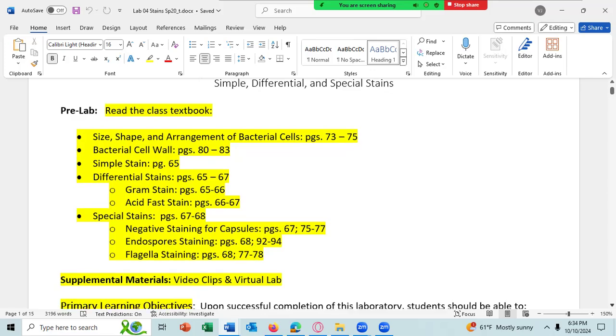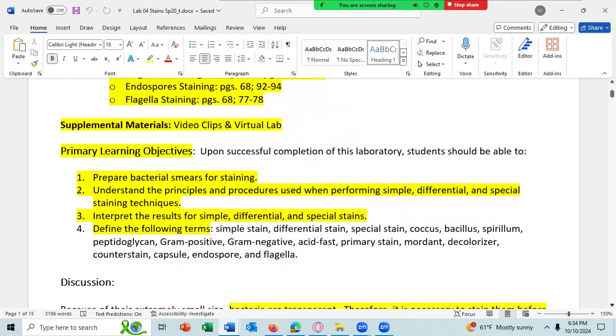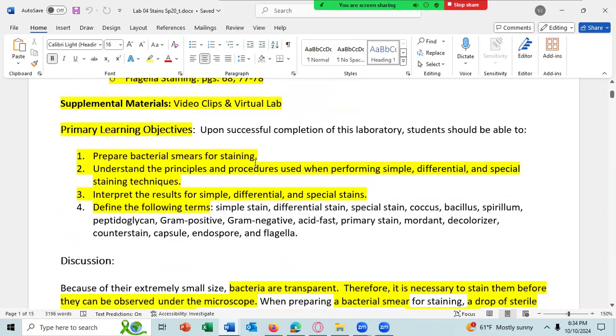There is some supplemental material in the lab today. You'll be watching some video clips, and there is a virtual lab for today. The learning objectives for this lab are: one, to be able to prepare a bacterial smear for staining. Two, understand the principles and the procedures used when performing a simple stain, a differential stain, and a special staining technique. Three, interpret the results for a simple stain, a differential stain, and special stains.